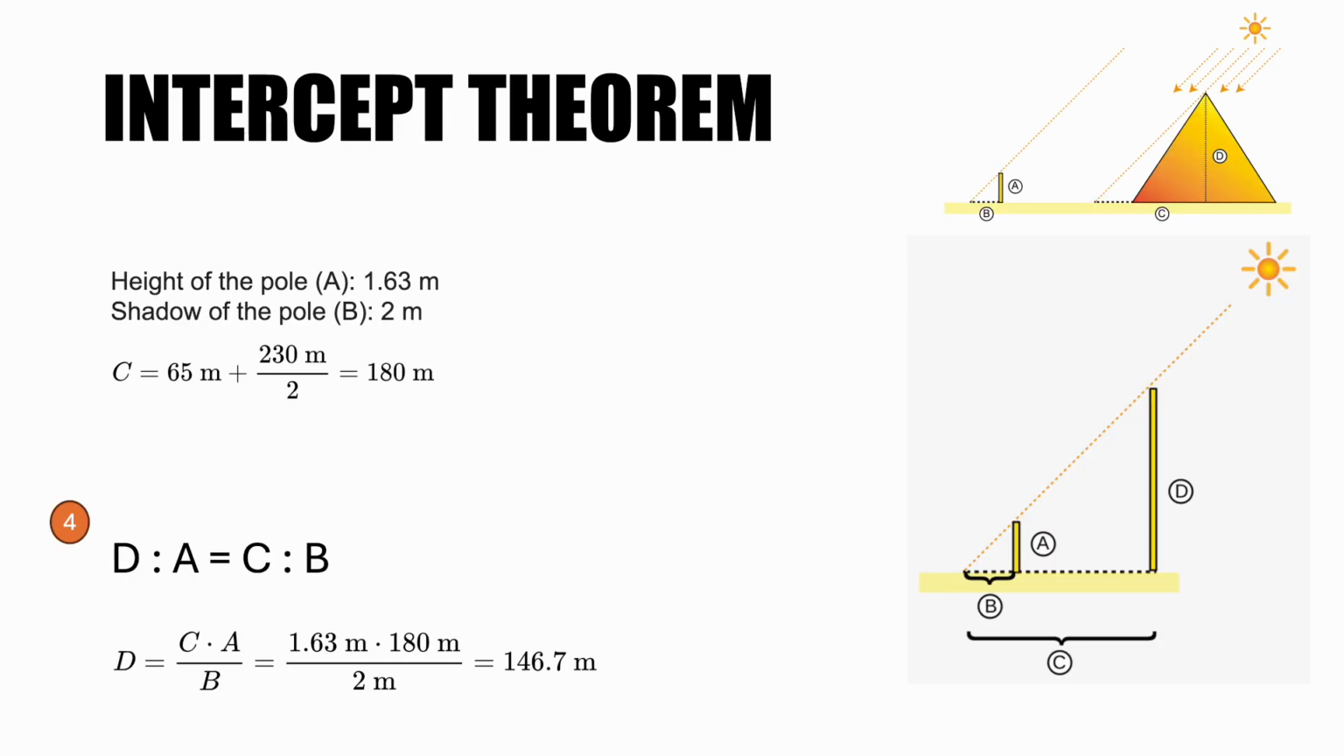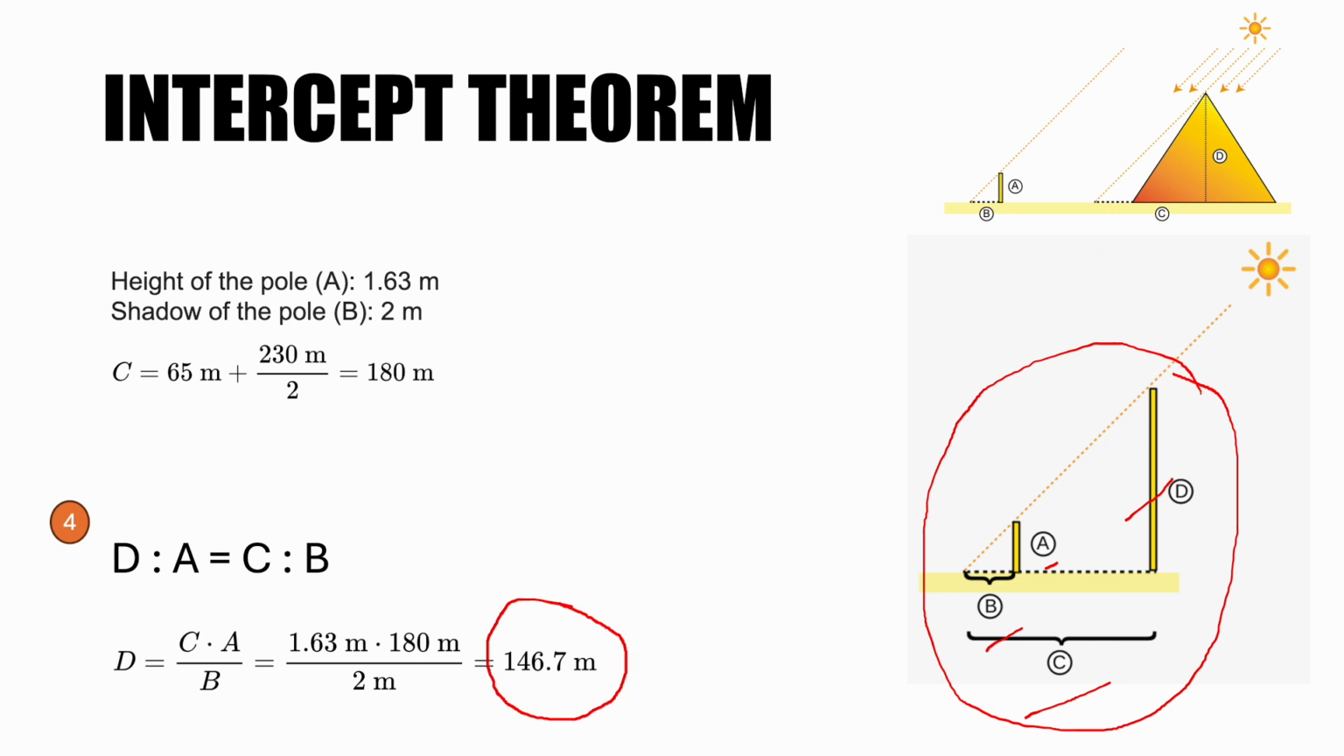So now with this shape and the application of the intercept theorem, we can say that d by a, this by this, is equal to c by b. And that's where he calculated the height of the pyramid to a great approximation. It is almost the same height, calculated as 146.7 meters.